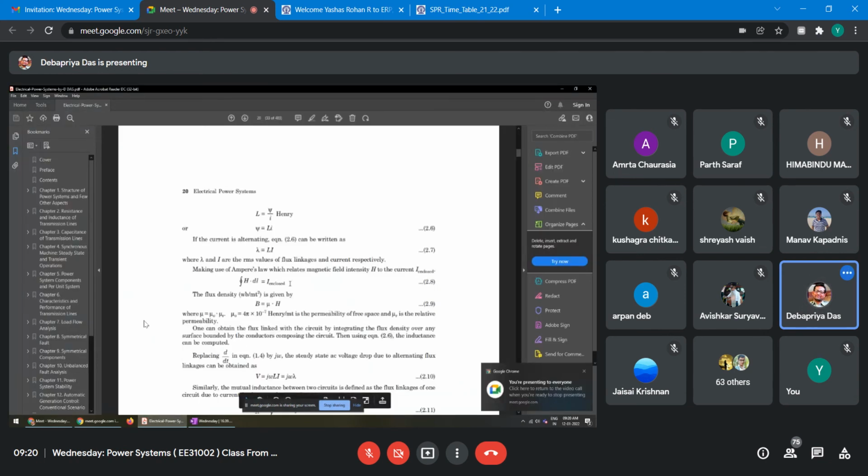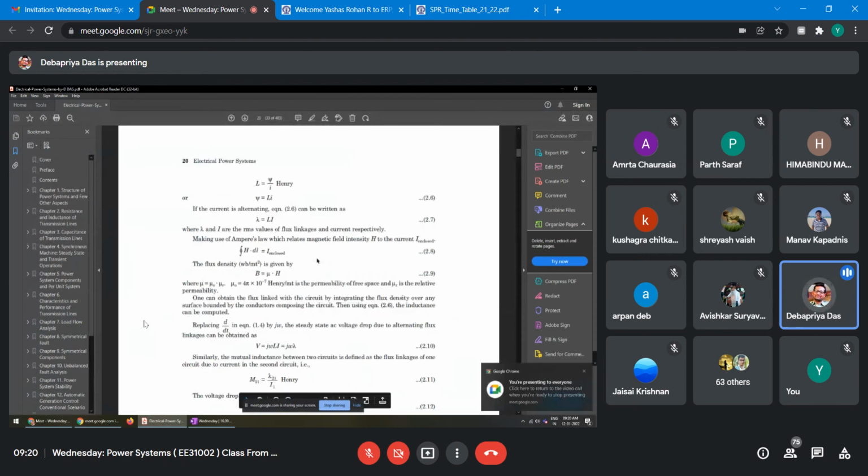So anyway, making use of Ampere's law, which relates magnetic field intensity H to the current I enclosed. So it is a loop integral. These things are very easy. Later you will find that the integral of H dot dl is equal to I enclosed. Generally, flux density B is equal to mu H, right? Mu is equal to mu 0 into mu R, mu 0 is 4 pi into 10 to the minus 7 Henry per meter, and mu R is the relative permeability of the medium, right? And this also you have studied in your higher secondary, right?